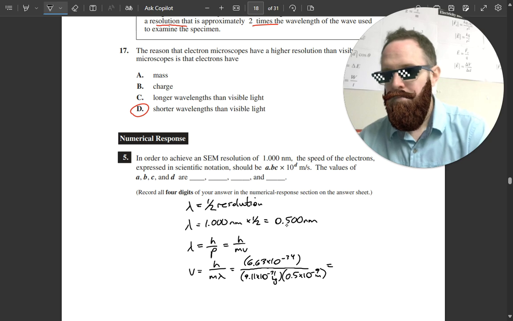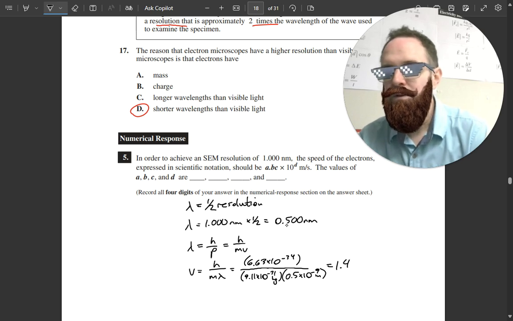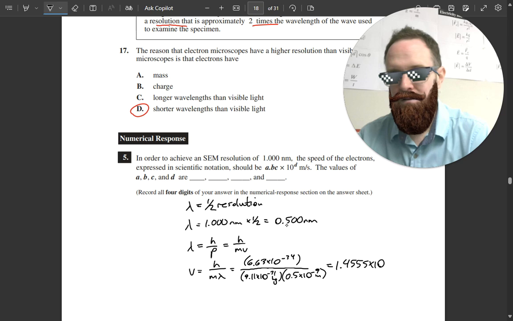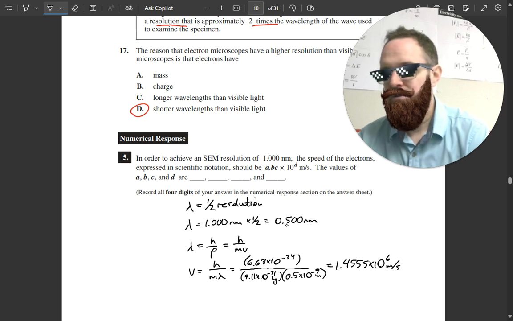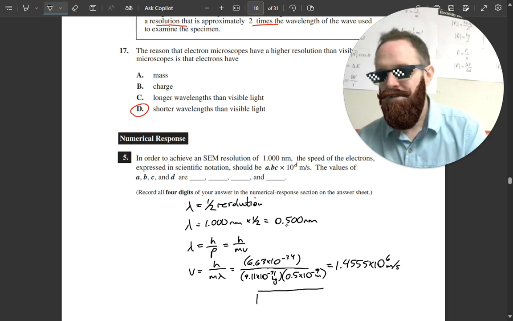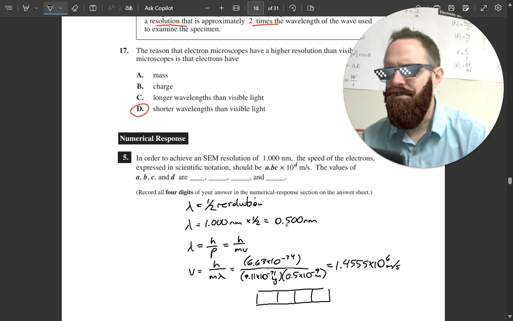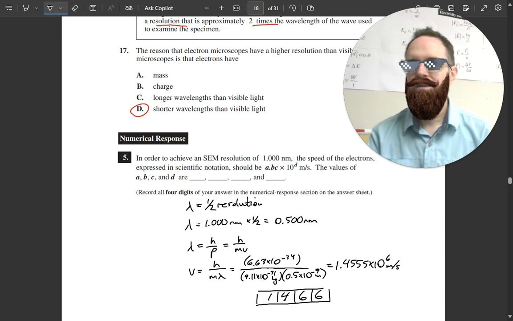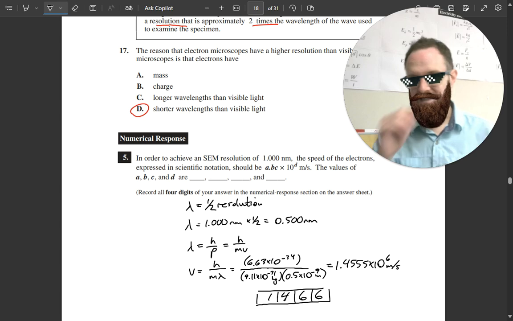Pretty fast. 1.4, what do we want? Okay, 1.4, I'm going to put a bunch of decimals here, times 10 to the 6 meters per second. It's 1 million, yep, that makes sense. So in my boxes here, we didn't need the other information to do this question. Oh, I want A, B, C, D. So I want 4 here, and you have 6 here, and then a 6 here. So 1466. Cool.